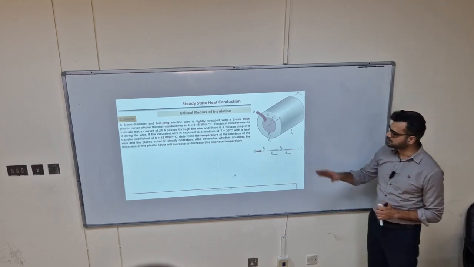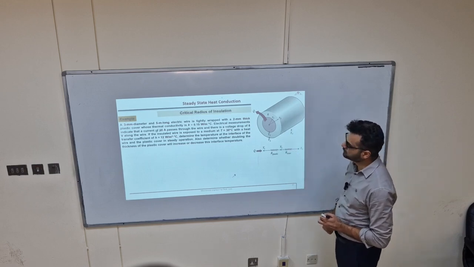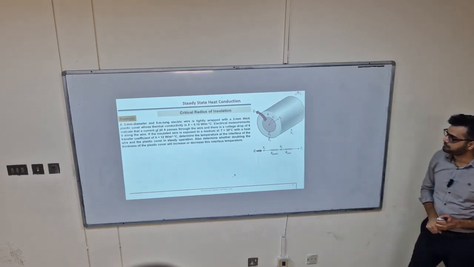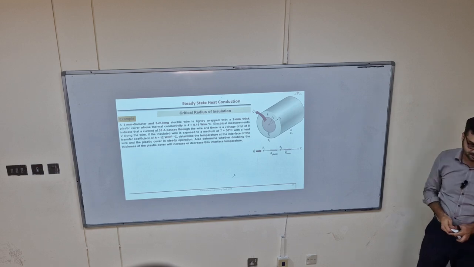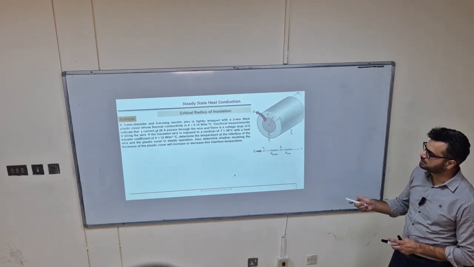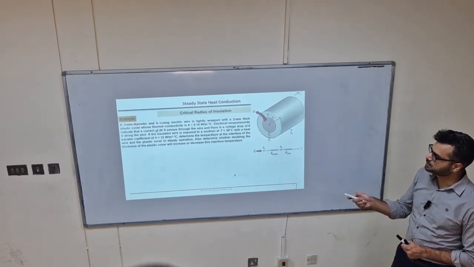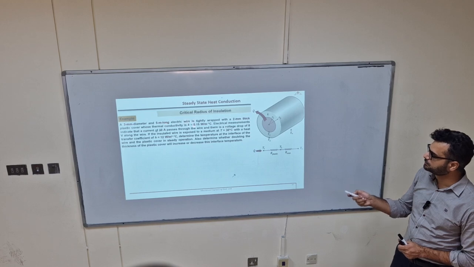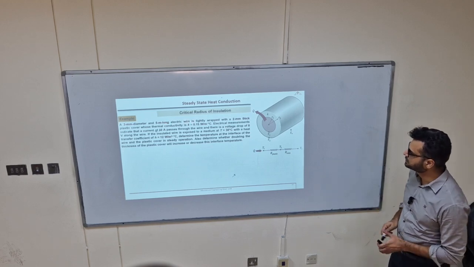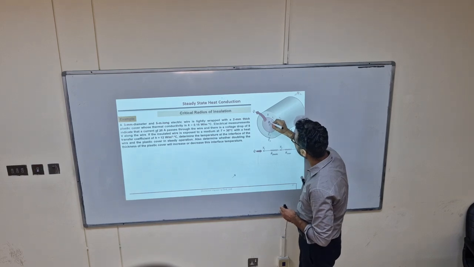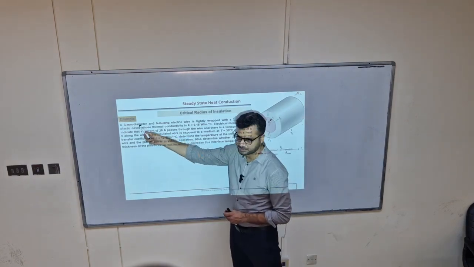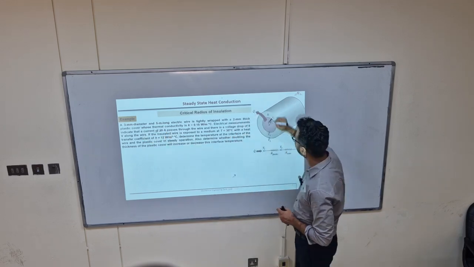Okay. So that's why here you see a problem of an electric wire, not a fluid flowing through a pipe. So what is it here? A 3 millimeter diameter and 5 meter long electric wire. 3 millimeter diameter means R1 is 1.5 mm.